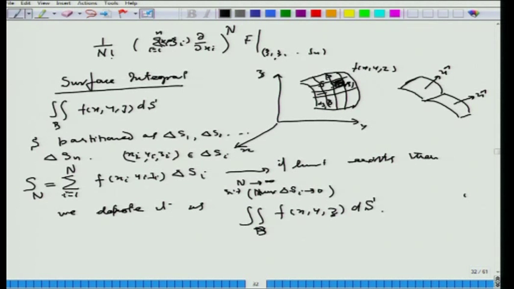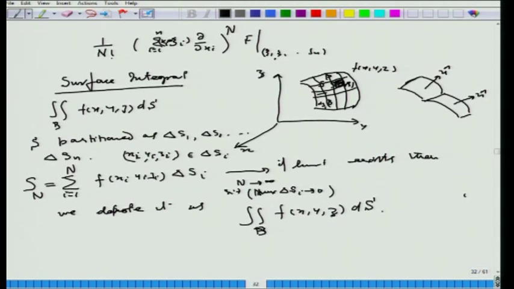Then the integral is defined as the limit of this sum, summation i equal to 1 to n, where n is the number of elements partitioning the whole surface, of f(xi, yi, zi), where (xi, yi, zi) is a point in that element area delta si, times the area of that element, that is delta si. If this limit exists, we define it as the double integral over B f(x, y, z) dS.